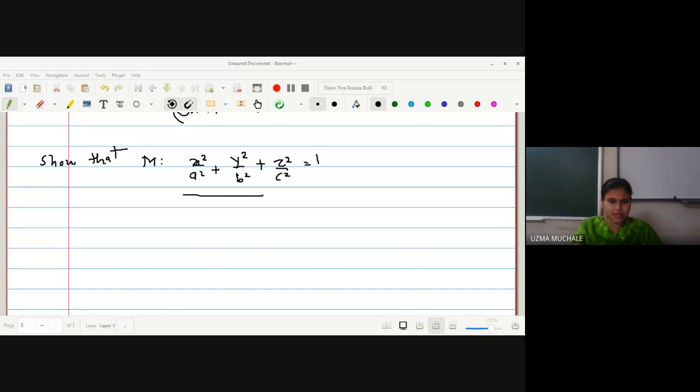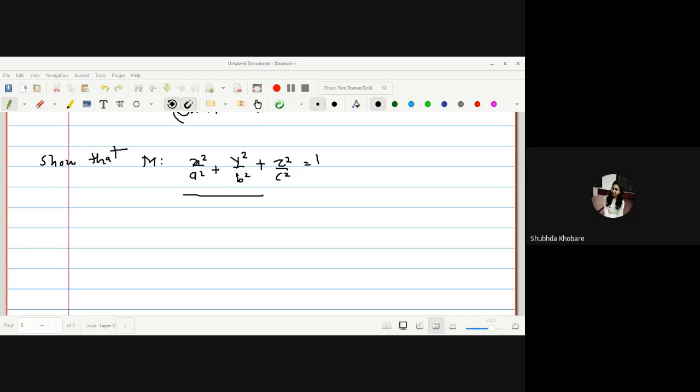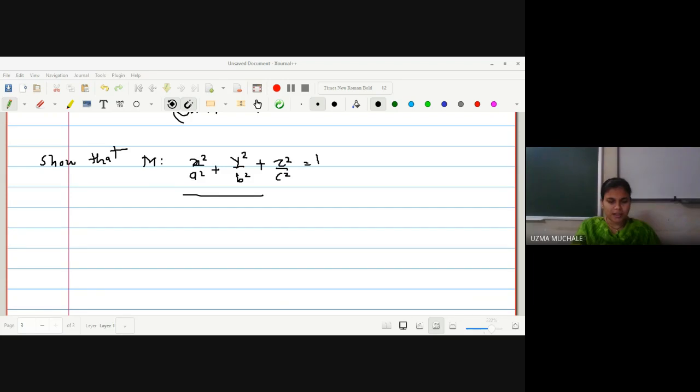I think in some of the examples I have told you whether it is hyperbolic paraboloid, what is a paraboloid. I have shown you the images also, the 3D images.